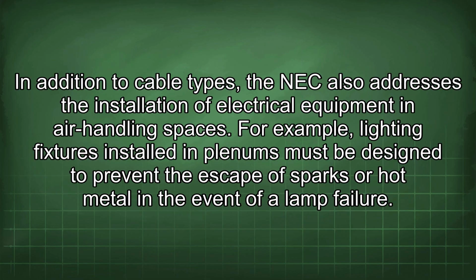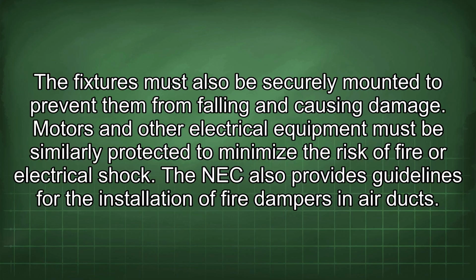In addition to cable types, the NEC also addresses the installation of electrical equipment in air handling spaces. For example, lighting fixtures installed in plenums must be designed to prevent the escape of sparks or hot metal in the event of a lamp failure. The fixtures must also be securely mounted to prevent them from falling and causing damage. Motors and other electrical equipment must be similarly protected to minimize the risk of fire or electrical shock.